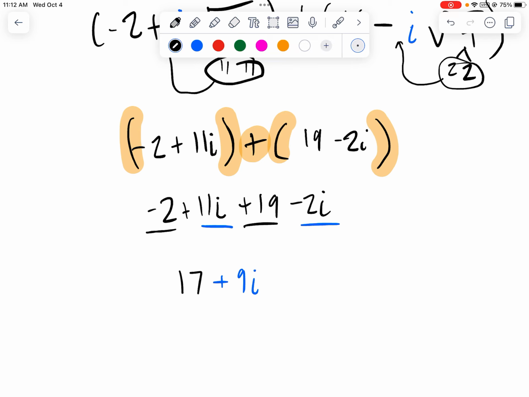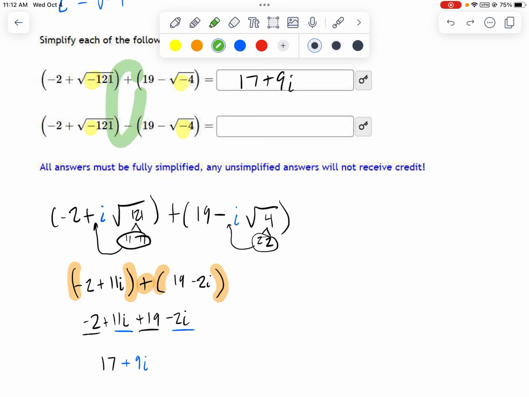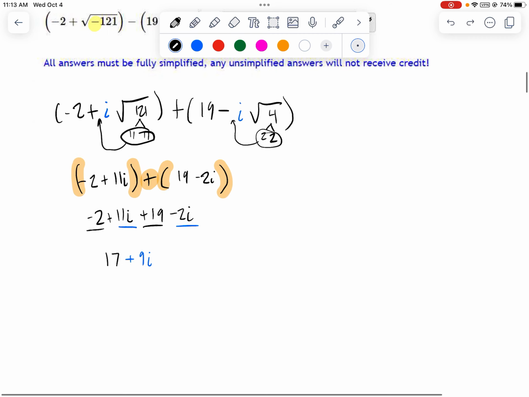Okay, but that would be it, right? You have an a plus bi form, right? There's nothing more you can combine. There's your first answer. Okay, now notice that the problem above is literally the exact same as the one below, except for one little thing, and that is the sign in the middle. So if we took all of that same work, right, but instead of this problem being plus in the middle, we're going to do a minus now, so -2 plus 11i minus 19 minus 2i.